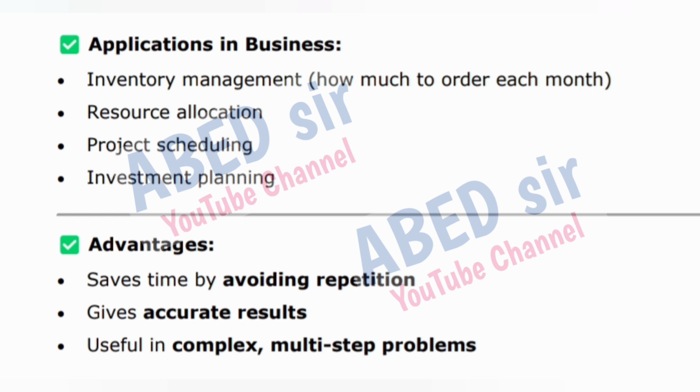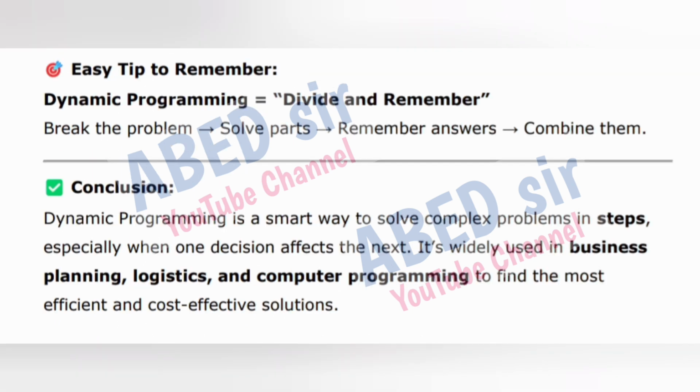Advantages. Saves time by avoiding repetition. Gives accurate results. Useful in complex, multi-step problems. Easy tip to remember. Dynamic programming is equal to divide and remember. Break the problem, solve parts, remember answers, combine them. Conclusion. Dynamic programming is a smart way to solve complex problems in steps, especially when one decision affects the next. It's widely used in business planning, logistics, and computer programming to find the most efficient and cost-effective solutions.